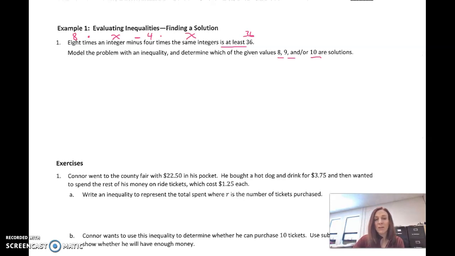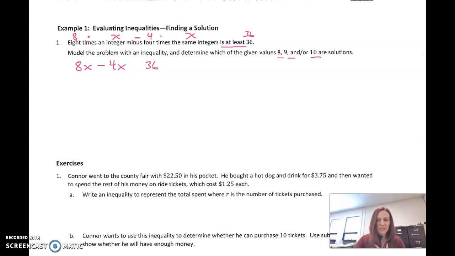So our inequality is basically what it tells us here. 8 times x. Now notice I don't write the times sign when I put these numbers together. If you did, that's fine, but you're going to get to a point where the less you write, the better it is. And then we're going to minus 4 times that number, and it's at least 36. Always pause here, at least 36.